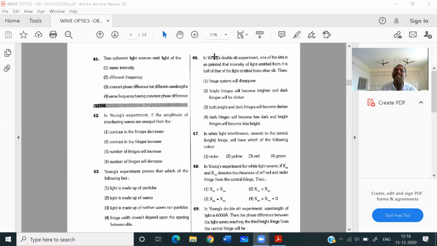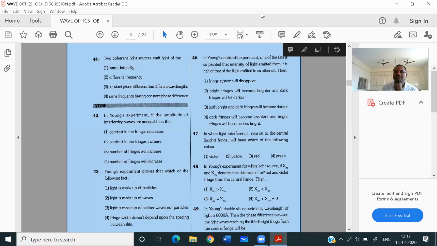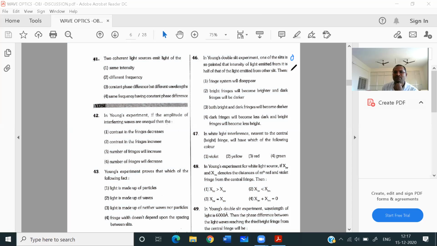Question number 46. In Young's double slit experiment, one of the slits is so painted that the intensity of light emitted from it is half of the light emitted from the other slit. Now, in Young's double slit experiment, there will be two slits, slit S1 and slit S2. For one slit, they have coated it with paint, so that due to this coating the intensity becomes half, whereas the other intensity is I, let us imagine. Now, what will happen?